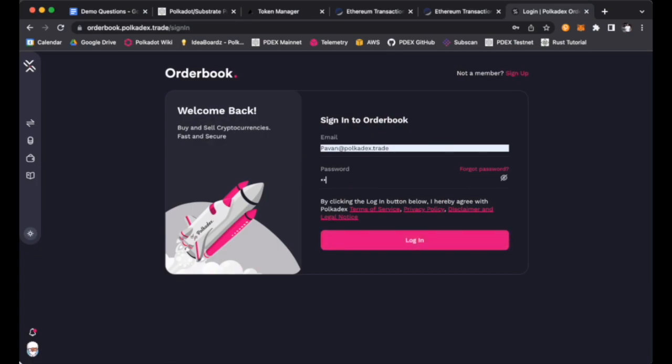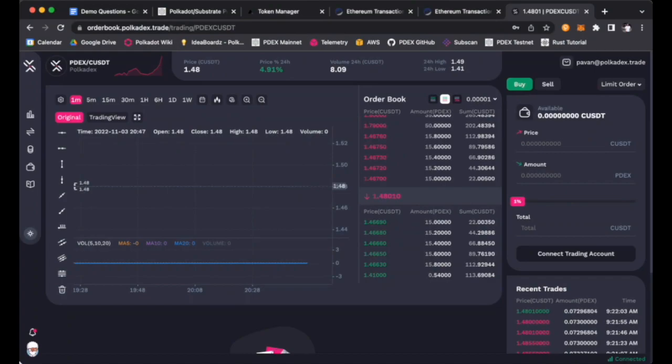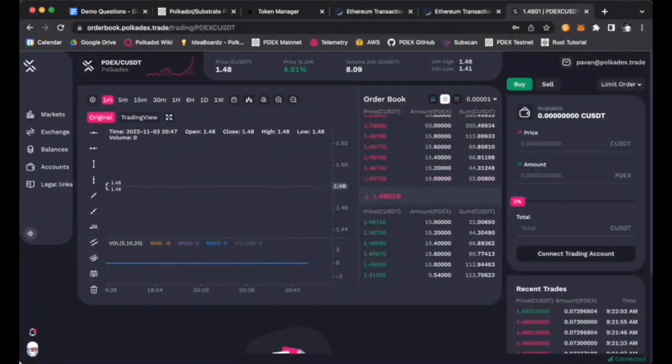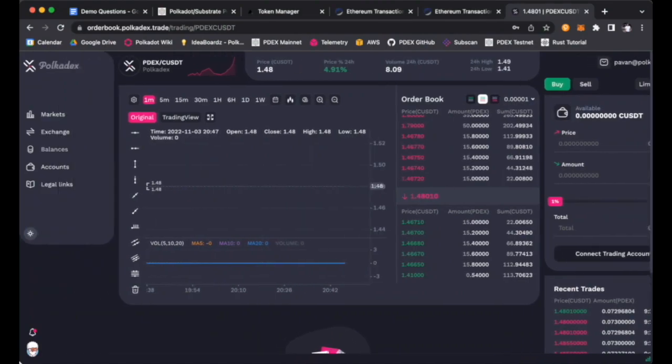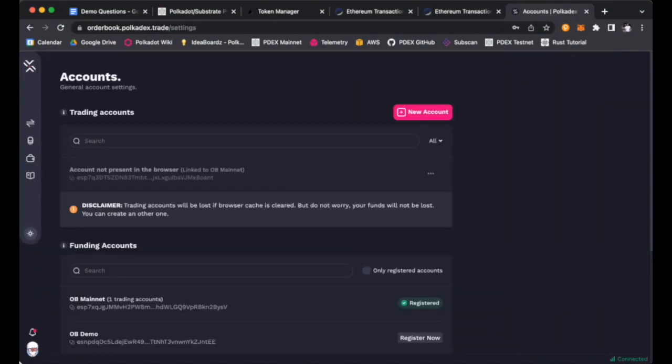So let me go ahead and log into the account. All right. When I log in, this is where the system will land me. And the first step to trade is you need to have a trading account. So I can either click here, connect trading account, or go to my accounts tab, and that'll take me to the account manager page. Okay.